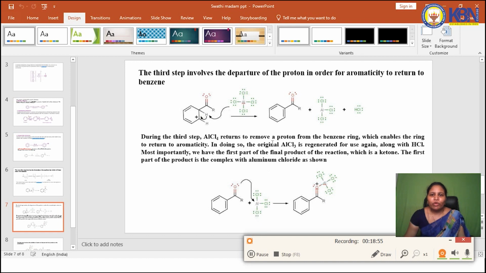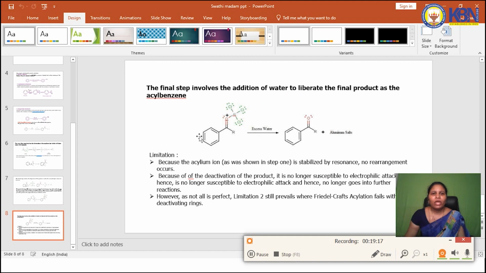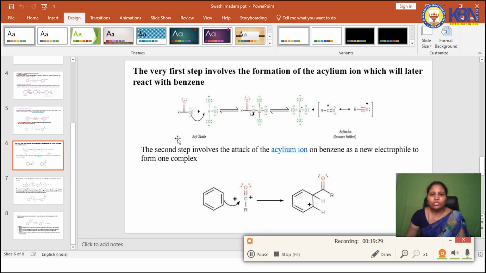In the third step, AlCl4 minus removes a proton from the benzene ring, which enables the ring to return to aromaticity. In doing so, the original AlCl3 is regenerated for use again, along with HCl. Most importantly, we have the first part of the final product of the reaction, which is a ketone. The first part of the product is a complex with aluminum chloride as shown in the figure. The final step involves the addition of water to liberate the final product as the acyl benzene. So this is about the electrophilic substitution reactions of benzene.